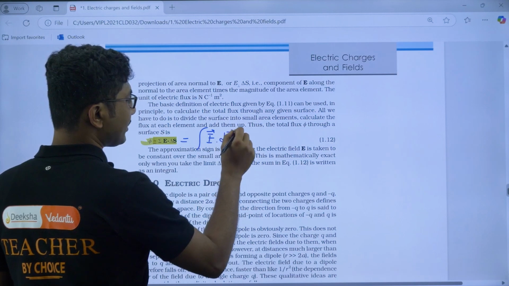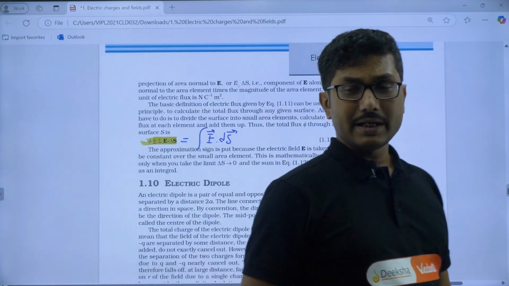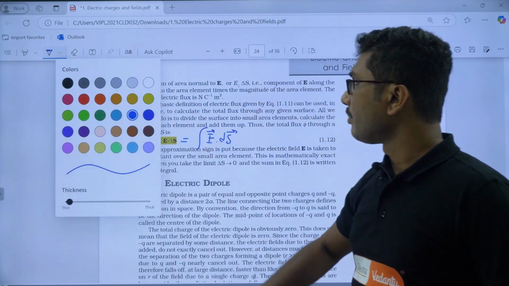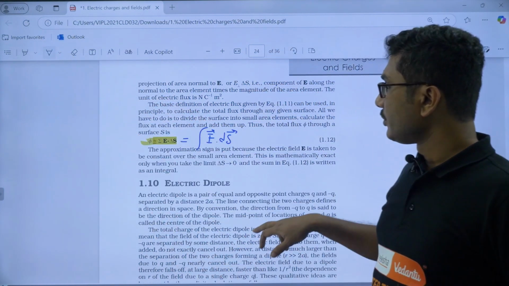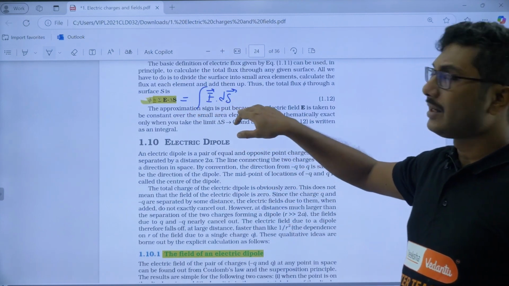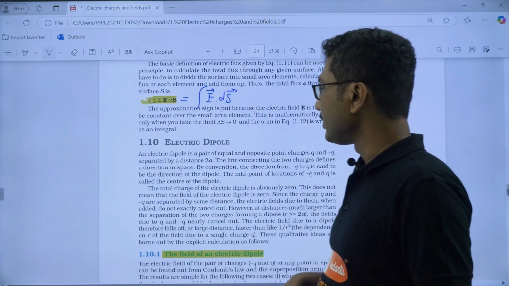That is what we do in the case of Gauss's law, right? Summation becomes integration because sum and integration are brothers, so you can convert them. So that is the basic idea that you need to take away from this part.